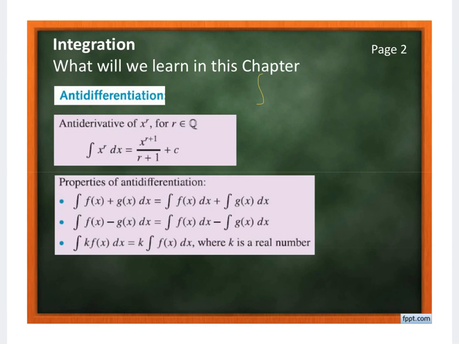antiderivative of x, so equals x to the 1 plus 1 power over 1 plus 1 plus c, equals x squared over 2 plus c.